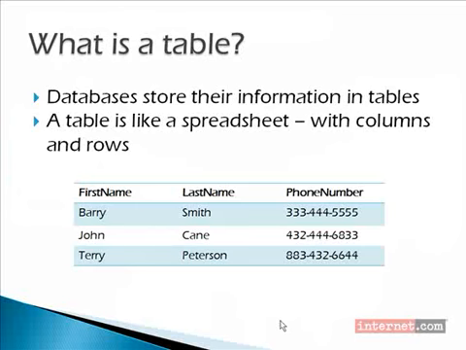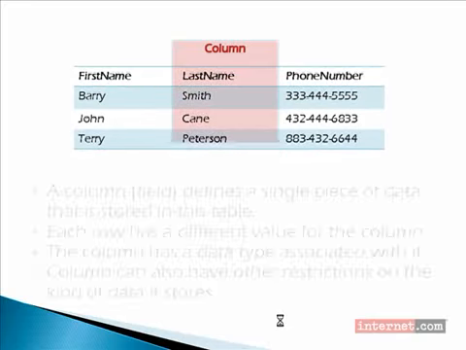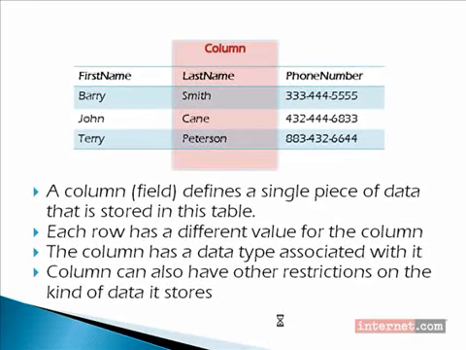Now let's talk about how data is actually stored in your databases. Database information is stored in the form of tables. A table is sort of like a spreadsheet. It has rows and columns. Each column represents a single piece of data that's stored in the table. So the column that I have highlighted here is the last name column. There's also a first name column and a phone number column. Each row then has a different value for that column.